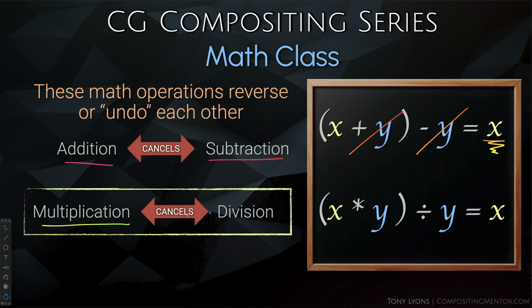Now multiplication, the opposite of multiplication is division. So x times y divided by y, the y's cancel out and we get x. So how to reverse a multiplication is division.